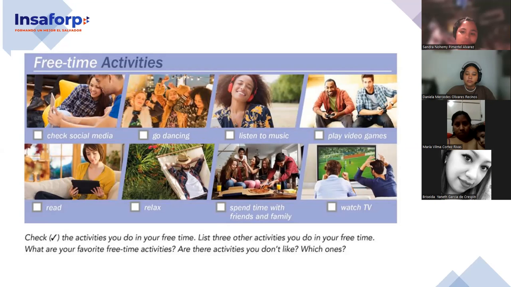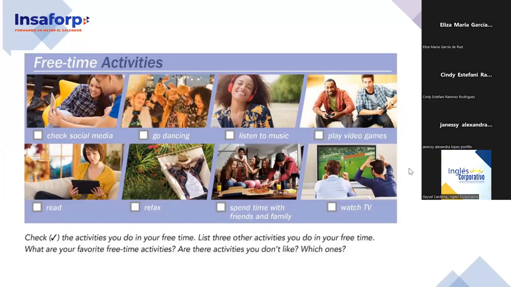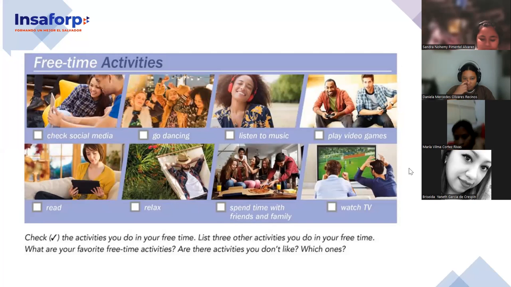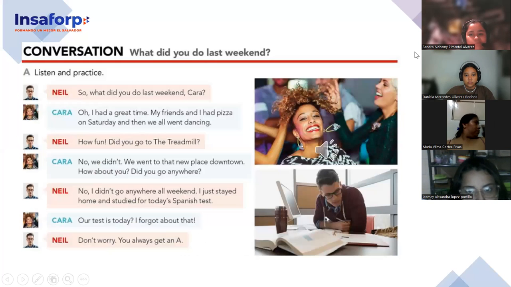Perfect. Okay. So these are, as you may know, free time activities. And there is one important thing here that we need to take into account, which is verbs. If you see here, we have the verbs check, go, listen, play, read, relax, spend, and watch. So these are simple present verbs, as you may know. And we're going to use these ones, but in past tense. Okay? So the same verbs, however, this one goes with past tense. Okay? We're going to have this conversation here.